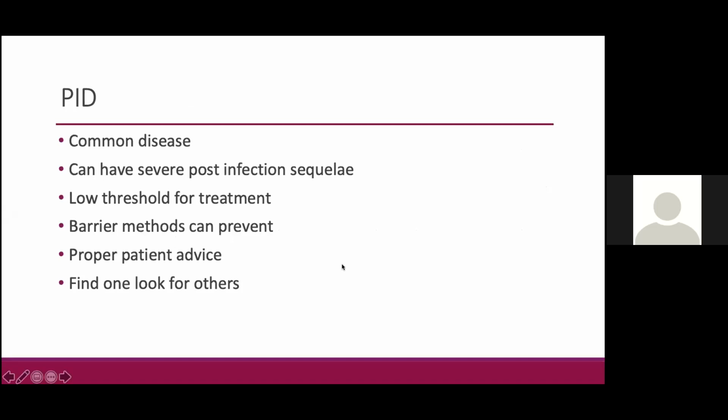Right. So in summary, what you have to realize is PID is a very common disease, and it can have very serious post-infection sequelae, including tubal block, ectopic pregnancies and further miscarriages. We have to have a lower threshold for treatment, especially fertility treatment. And barrier methods can prevent it, so ask them to practice condoms regardless of the contraceptive device they are using, and if they are not sure about the partner. And proper patient advice.